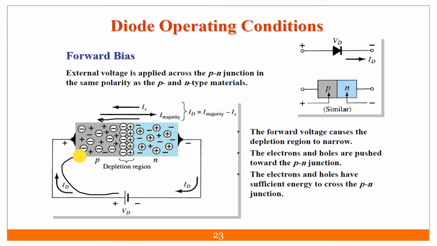In this direction, because whatever the electrons are there, here the negative terminal is there, and here electrons are there. So electrons will go like this. Here electrons will go like this. The electrons are getting shifted toward this terminal, this region, and whatever the holes are there, they are getting shifted to this region.